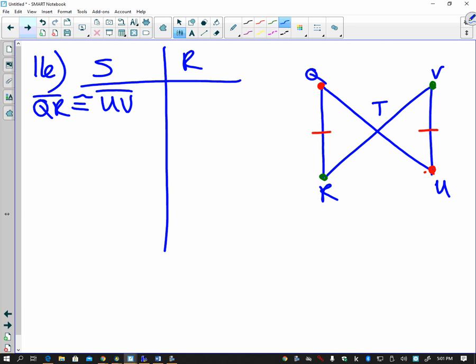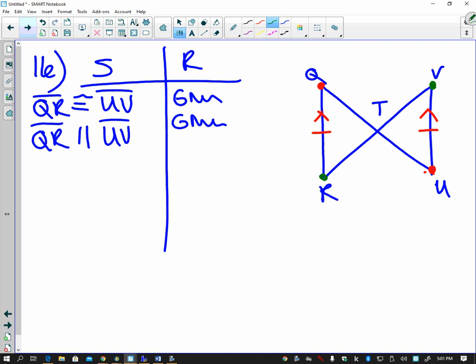That's going to be important when you start looking at different angles. All right, QR is parallel to UV. So this is running parallel to this. These are both given. And what is it that we want to prove? We want to prove that the two triangles are congruent. If I have two parallel lines, then anything that crosses those two parallel lines is a transversal.